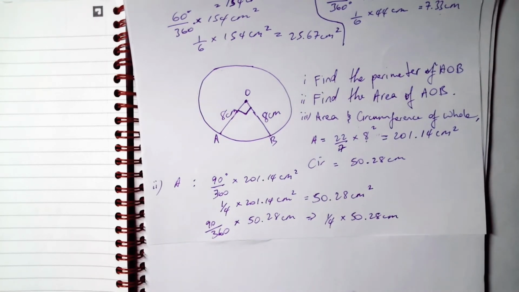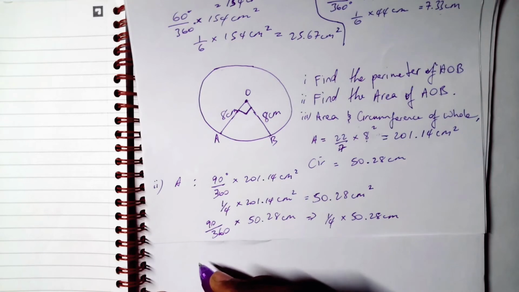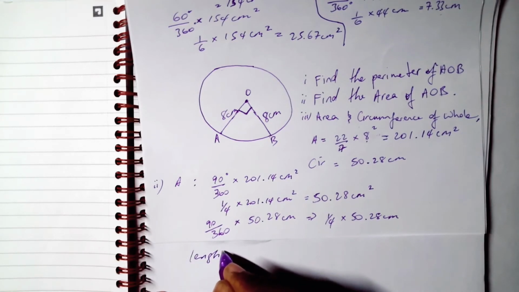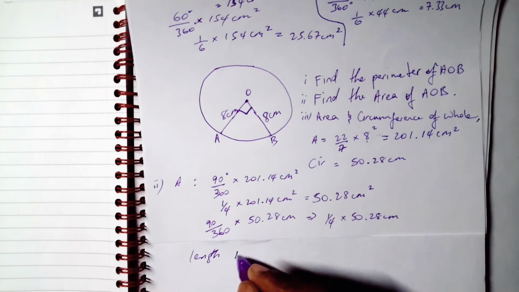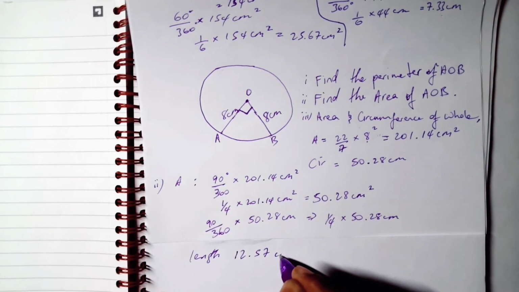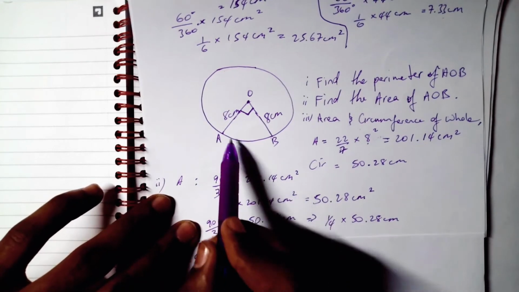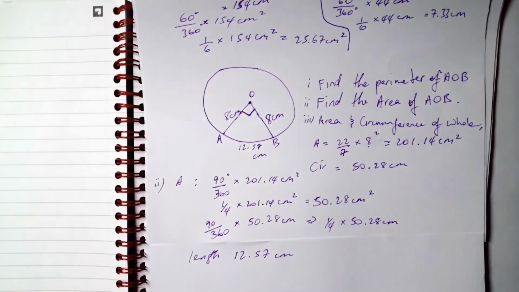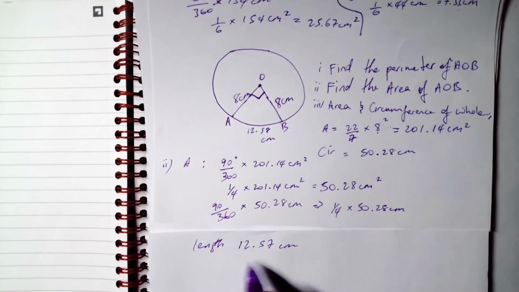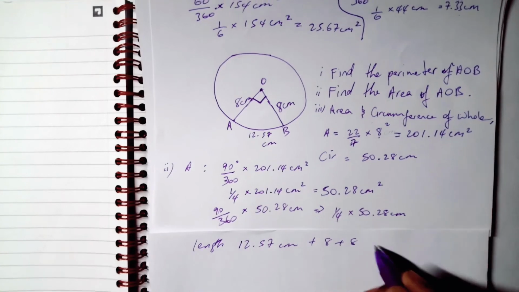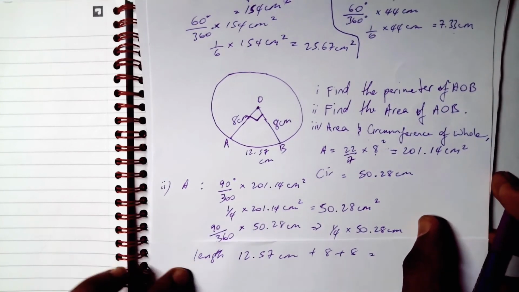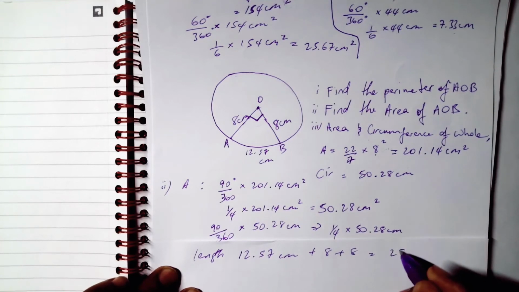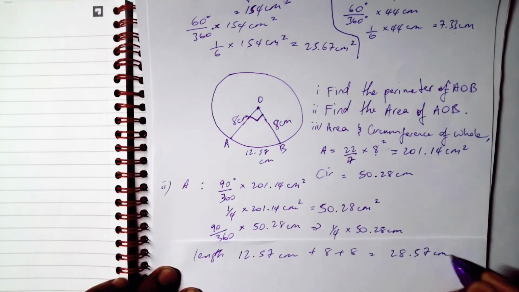Cool. Divide that 50 by 4, and the length is going to be equal to 12.57 centimeters. So this length right here is equal to 12.57 centimeters. Now the perimeter is going to be this plus 8 plus 8, which is going to be what? 16 plus this is 28.57 centimeters. Alright, cool, done.